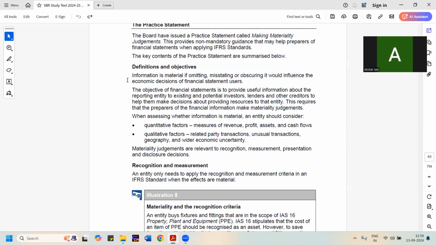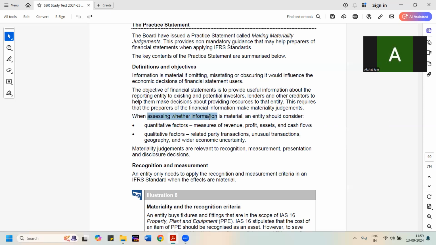Again, we're talking about the relevance of the information. How relevant is the information? If the information is so relevant that omitting it, misstating it, or obscuring it would influence the economic decisions of the financial statement users, then it should be included in the financial reporting.